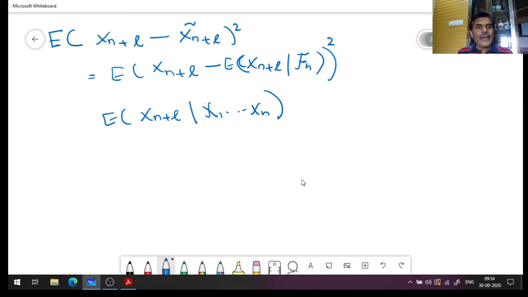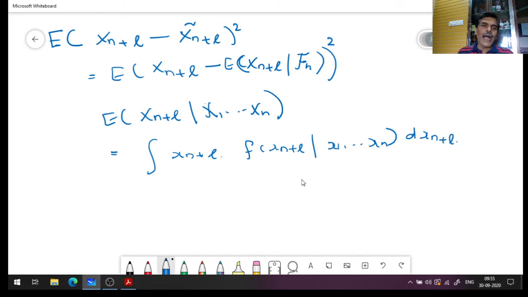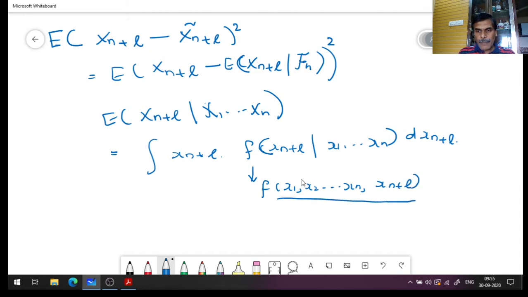is this. And this will force me to have xn plus L and f of xn plus L given xn, dxn plus L. So I need to actually obtain something like this because this is the expectation. So we need to compute this conditional distribution, or the conditional expectation of this. What does it mean? It means that if you rewrite this, you need to actually get this. That means we need to find the joint distribution of this whole thing.